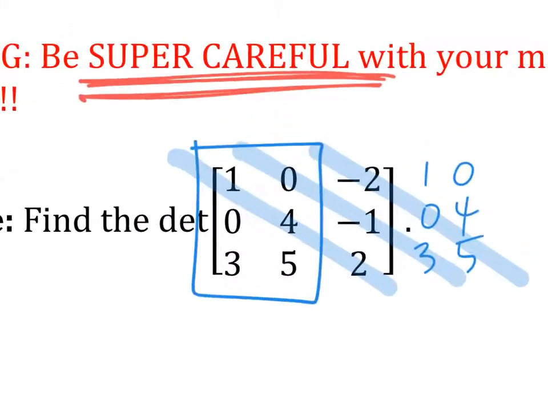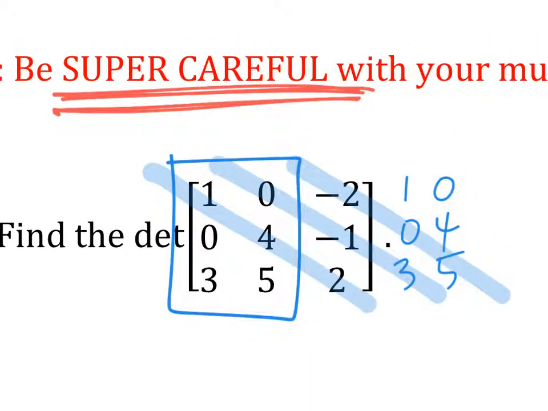Okay, so let's look at this diagonal. First, let's look at the diagonal that says 1, 4, 2. So you're going to multiply all the numbers, 1 times 4 times 2, which is 8, and then you write it on the bottom.